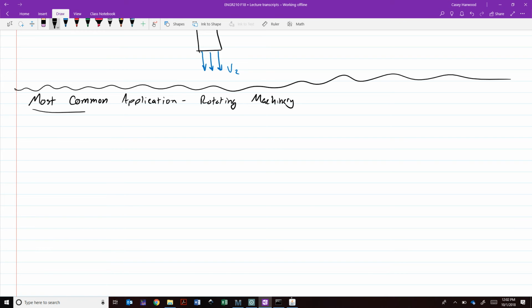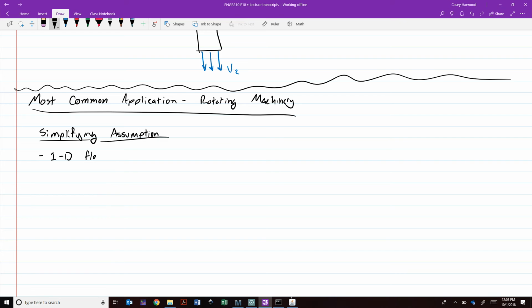And in going over this, we are going to discuss a few simplifications that we're going to rely on whenever we're dealing with the angular momentum equation for this class. Those are one-dimensional flow at inlets or outlets. That's going to simplify our integrals significantly, remember.